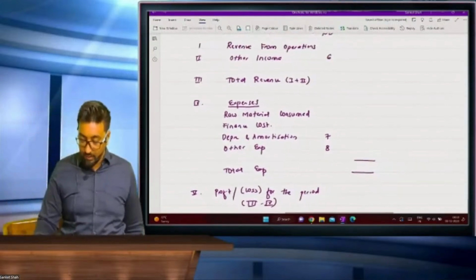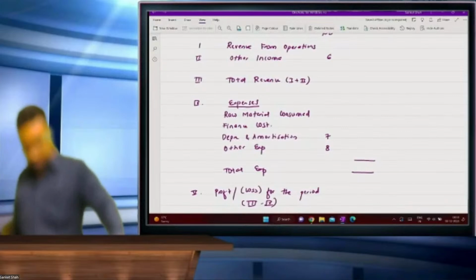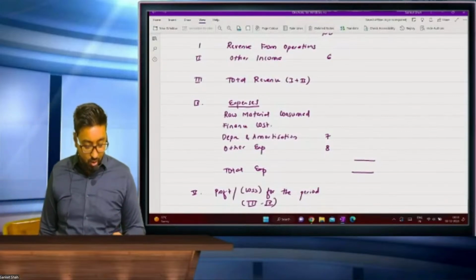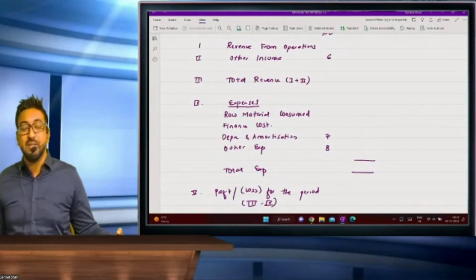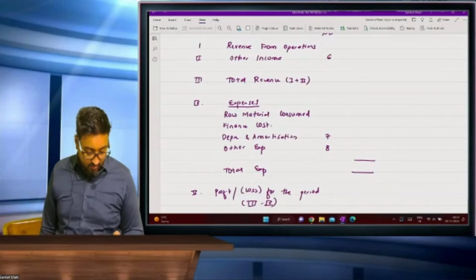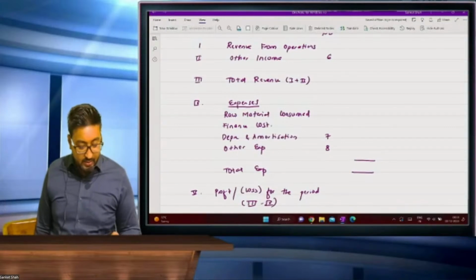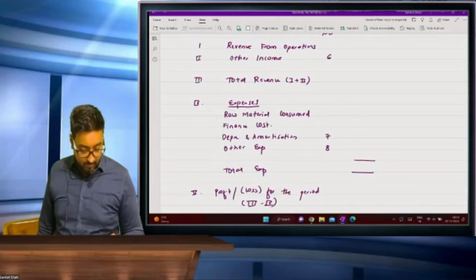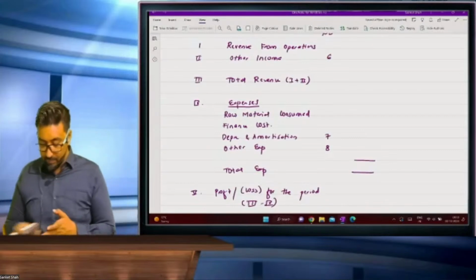Yes, beta, over. Tell me in the comment section, over or not. Yes, Kavita, I will tell you. Amortization is nothing but depreciation. Amortization means depreciation. Tell me, over or not. Over.